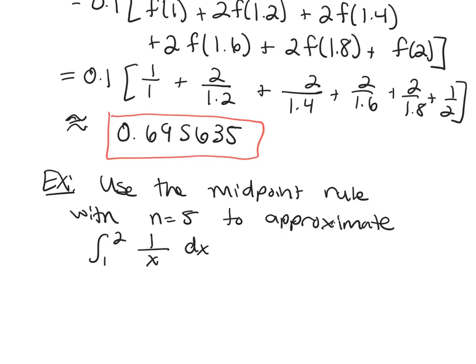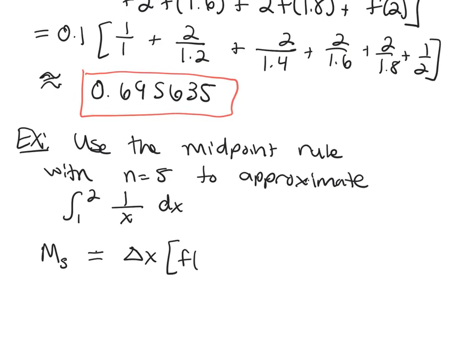All right, so the midpoint rule, I'm going to call it M5. It was the sum. I have delta x in each term, and then I need to figure out what the midpoint is, right? So maybe first what we should do is think about our subintervals.